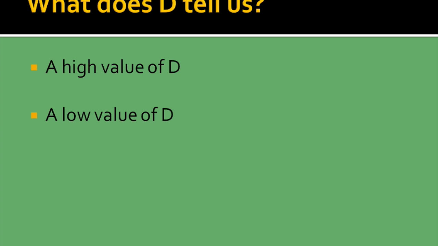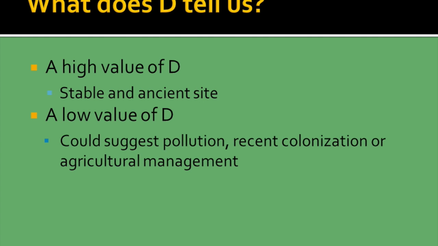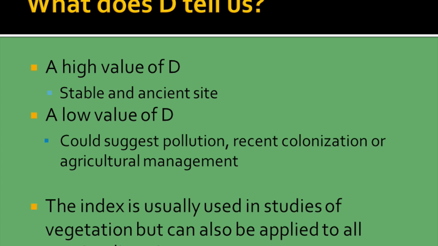Alright, so what the diversity index tells us, if it has a high diversity index, then usually that's a very stable ecosystem. It's been there a while. There hasn't been any major events. Whereas a low value suggests either there's been pollution, recent colonization either by humans or another non-native species, some type of agriculture management, introduction of monoculture. A lot of times the index is used in studies of vegetation, but it can be applied to all types of species diversity. And we will look at several other examples of how to use this index in class.